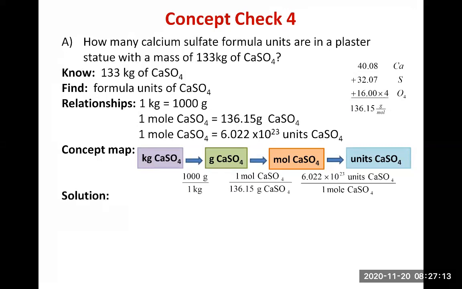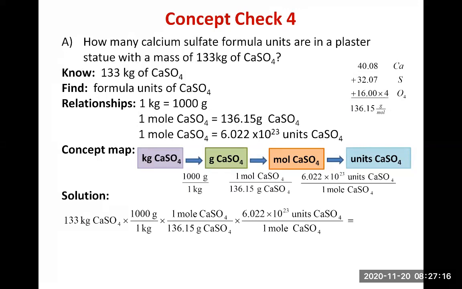So the solution looks like this. We start with the given amount of 133 kilograms of calcium sulfate, multiplied by the first conversion factor such that the kilograms cancel. So 1 kilogram on the bottom, 1,000 grams on top. Next, we want to cancel grams. So we have 136.15 grams of calcium sulfate on the bottom and 1 mole on top. Grams cancel. And then times the Avogadro number of units of calcium sulfate over 1 mole. This way, the moles cancel. So we've canceled all units except the number of formula units of calcium sulfate, which is what we want.